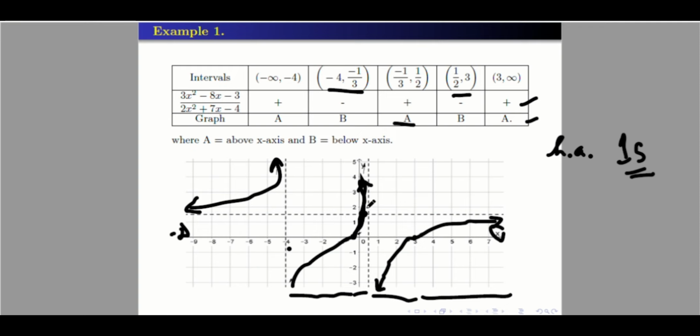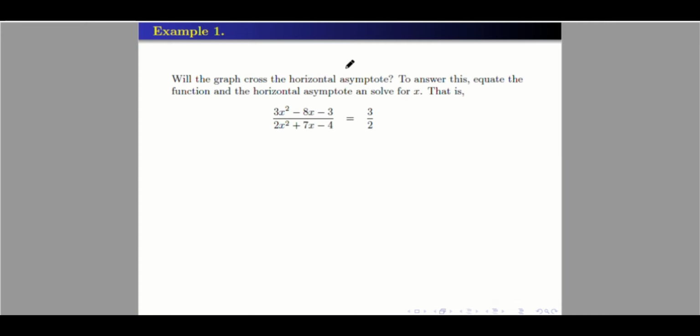So now before we look at the overall graph of this one, I have a graph of this one, we must first look at this point of intersection here. So will the graph cross the horizontal asymptote? To answer this, we must equate the function. This is our f of x, and this is our horizontal asymptote. As per the horizontal asymptote, y equals 3/2. So that is, we cross multiply.